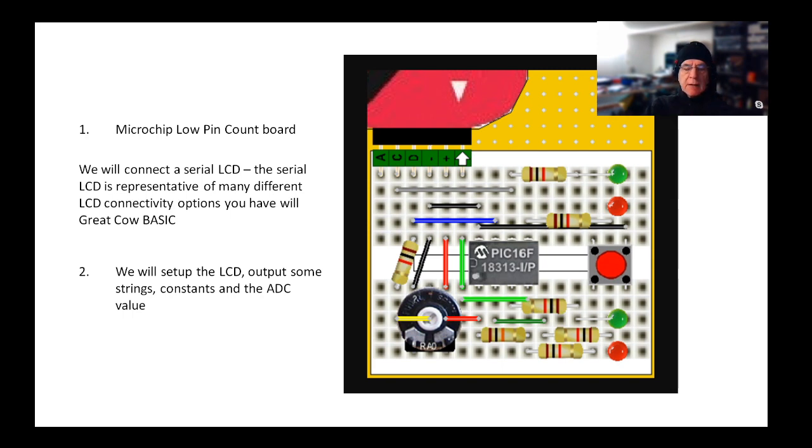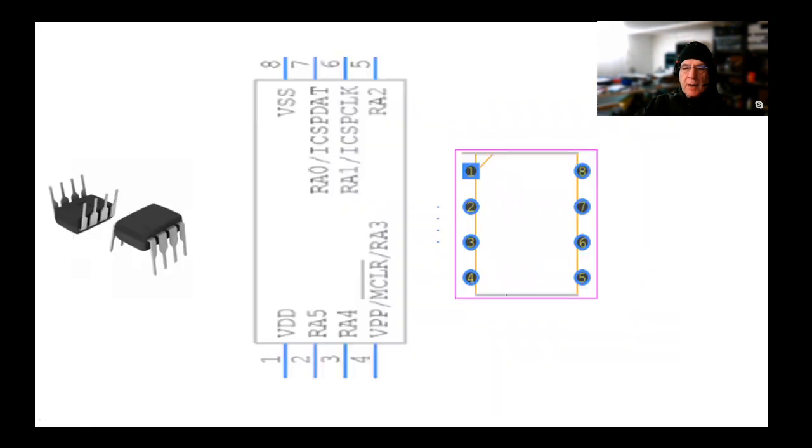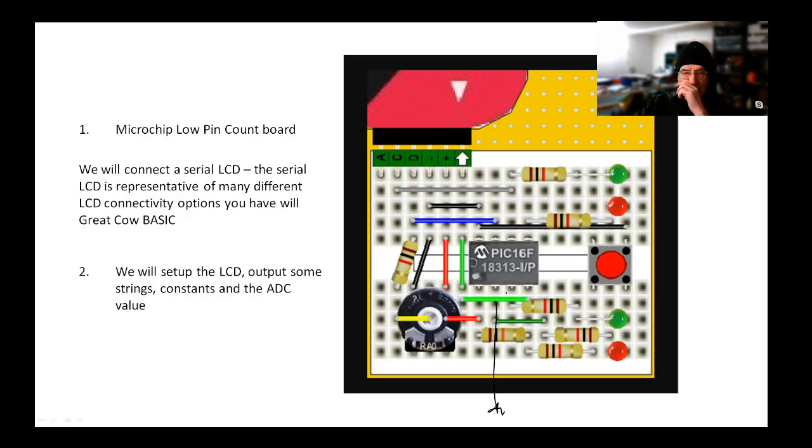We're going to connect a serial LCD, and this is representative of many other different LCD connections that you could have using Great Cow Basic. Then we're going to set that up in the code and then output some strings and constants and the ADC value, which happens to be attached. I'm going to be attaching the LCD into here, which I think is RA5. Let me go back a slide, RA5, and we'll use some code we've used in the past.